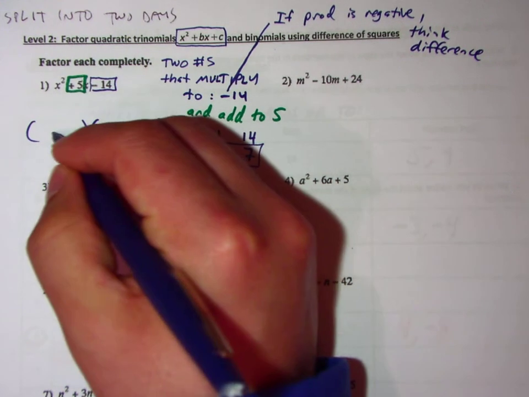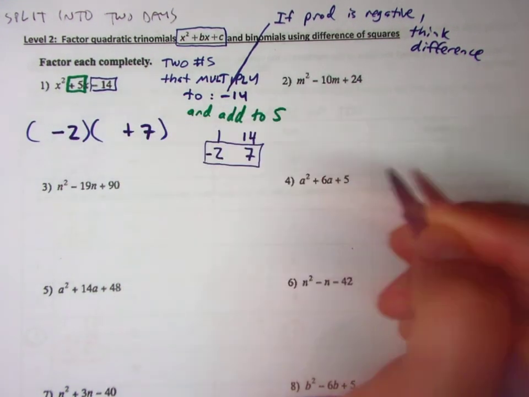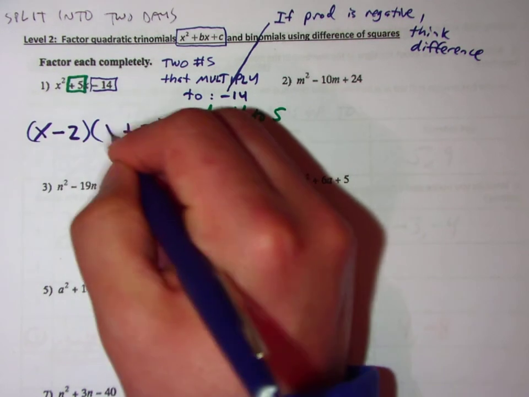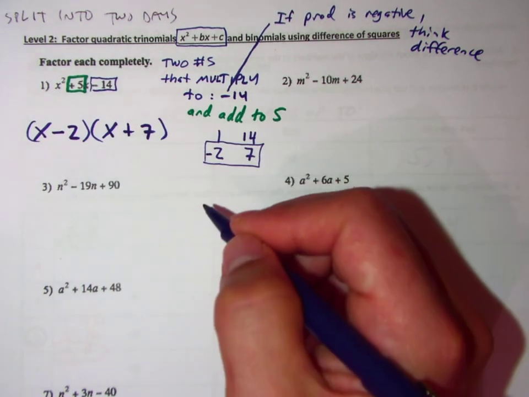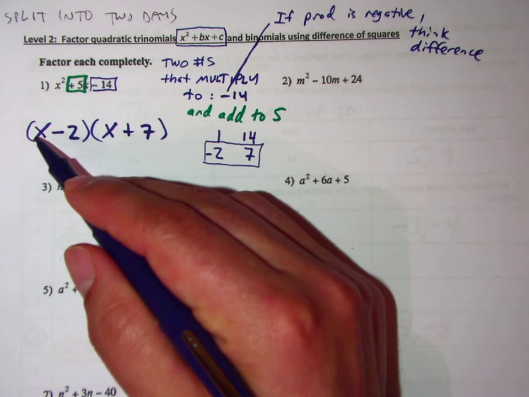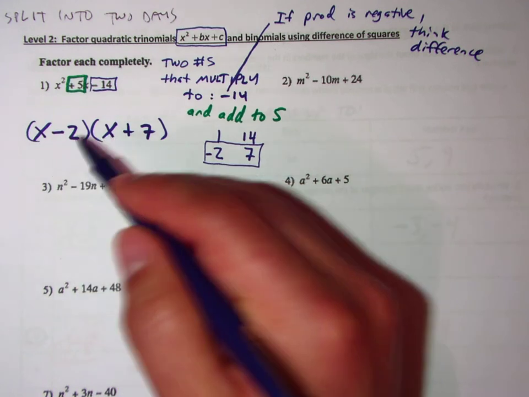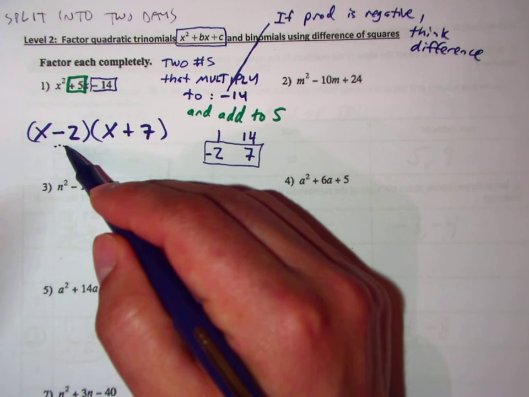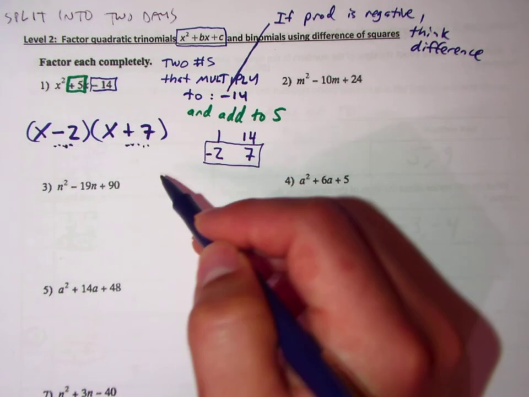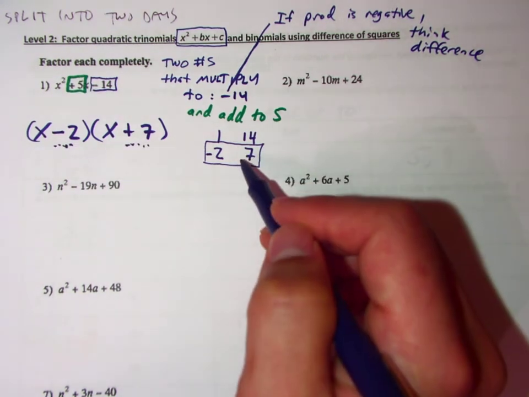You put a minus 2 and a plus 7. And now this has to be x times x. Okay? All of these are going to factor. The first part is always going to be x for each binomial. And then you're just filling in the second part, negative 2, positive 7, that's going to come from this product and sum thing that we've been talking about.